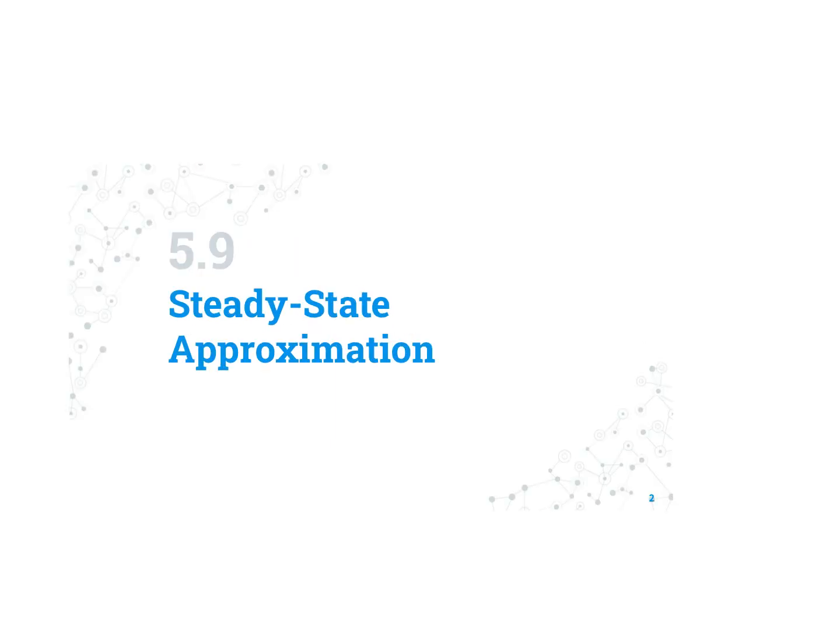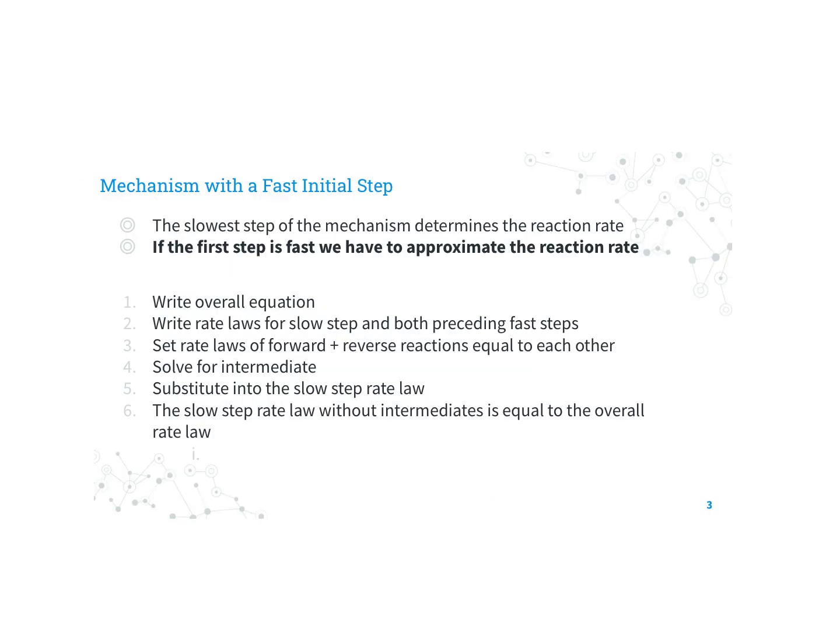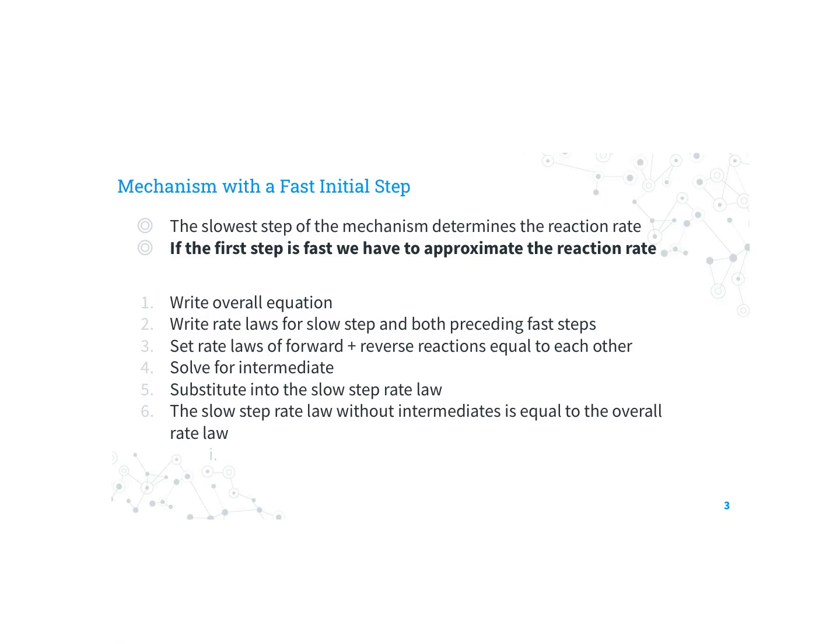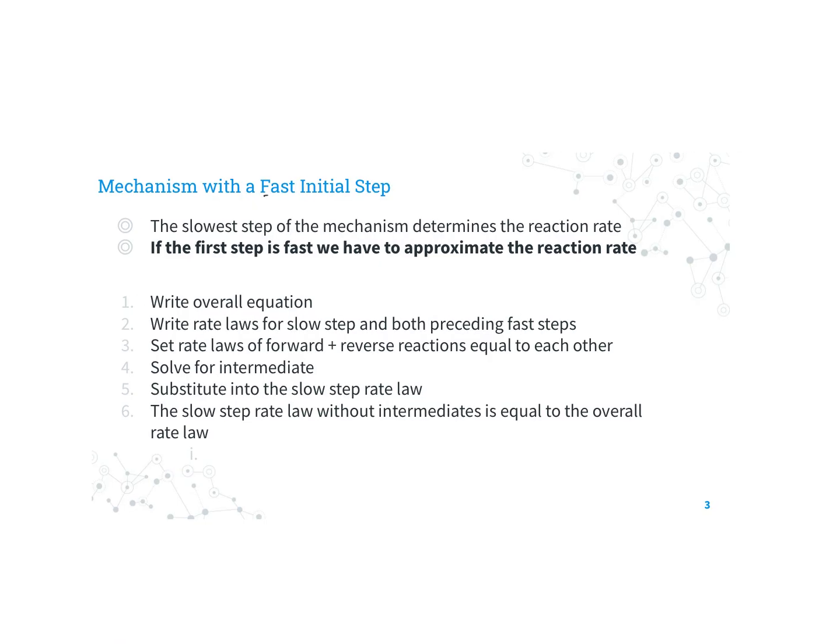Hi everyone, today we're covering 5.9, the steady state approximation. Now in the last video we talked about writing a plausible mechanism for a slow step, assuming that it's first. But what happens if our first step, or initial step, is fast? We have to treat it a little bit differently and use what's known as the steady state approximation.